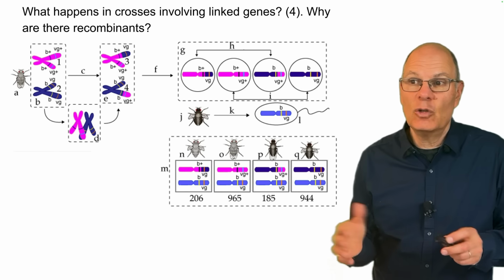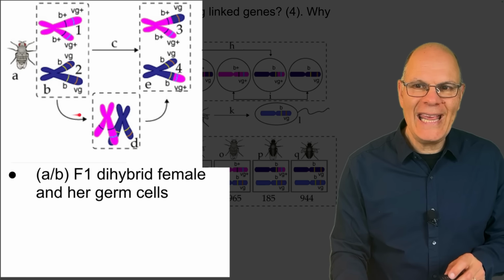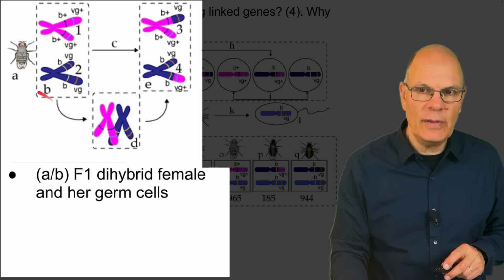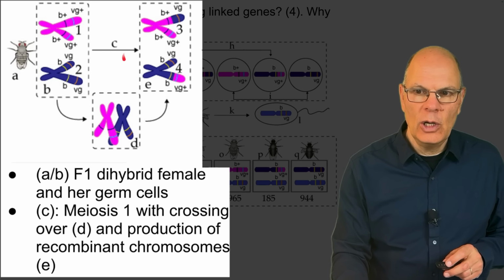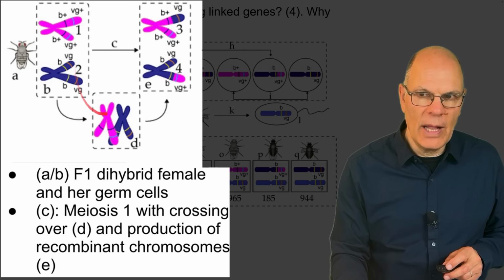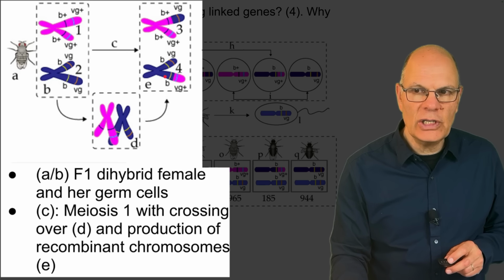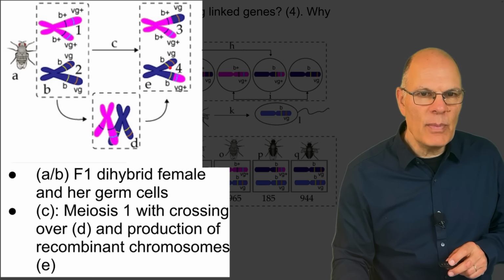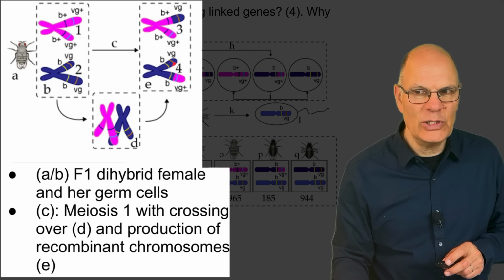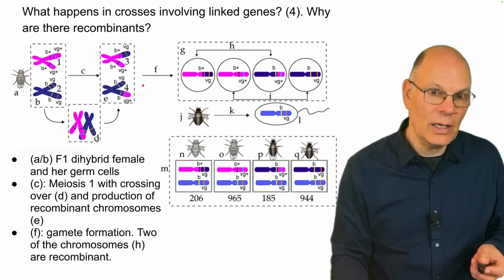What happens in crosses involving linked genes? Why are there recombinants? In diagrams A and B, we have a dihybrid female and her germ cells. In C, we have meiosis 1 with crossing over. We have homologous pairs. They're going to get together. They're going to swap genes and produce recombinant chromosomes. But notice that some of the sister chromatids are recombinant and some aren't. So now what we're going to do is complete meiosis.